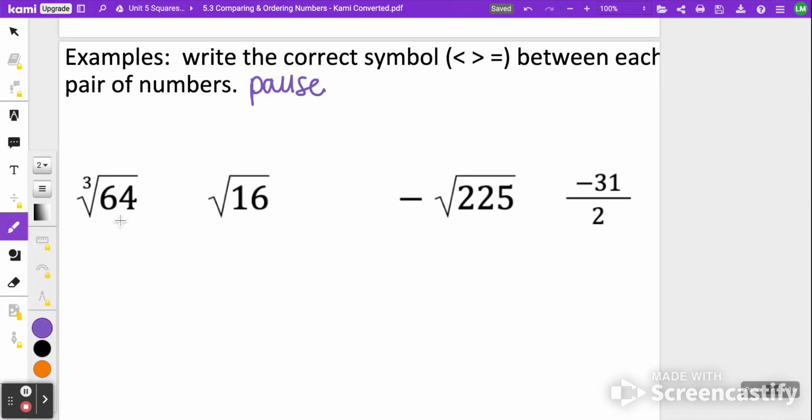All right, the cube root of 64 is equal to 4. The square root of 16 is equal to 4. So since 4 is equal to 4, I know the cube root of 64 is also the same thing as the square root of 16.